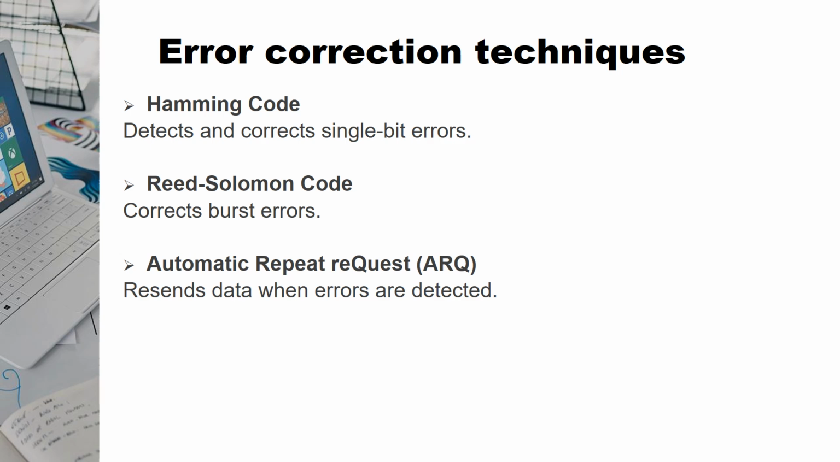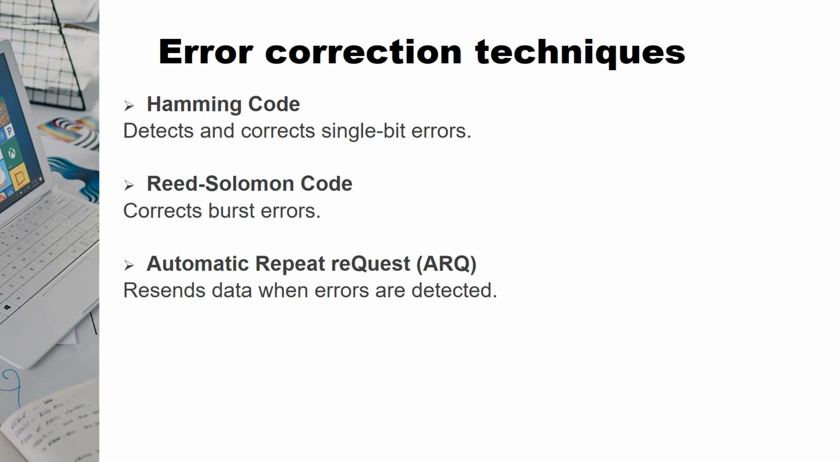Then we have the Reed-Solomon code. This one involves adding redundant bits to the transmitted data. The redundant bits are calculated based on the data bits. If an error occurs during transmission, the receiver can detect and correct the error using the redundant bits.